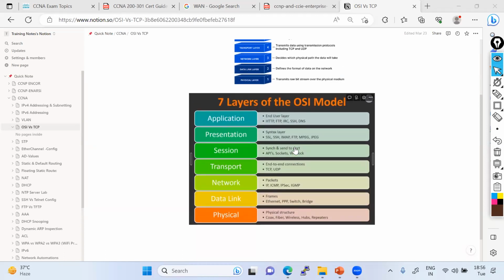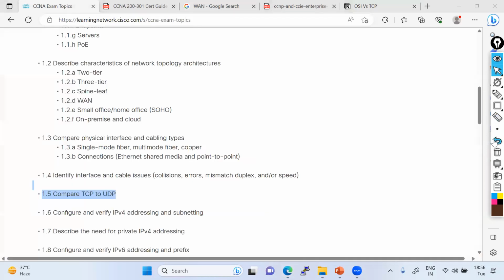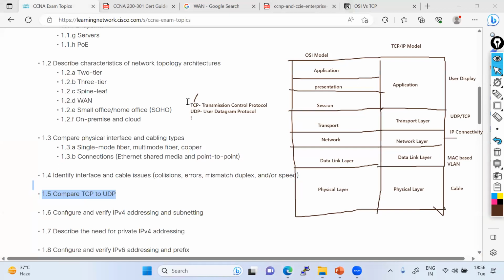But what is TCP and UDP? So TCP, as I mentioned, is a connection oriented protocol, and UDP is a connectionless protocol, right? So these two things we can use. There's no problem. We can use these two things.